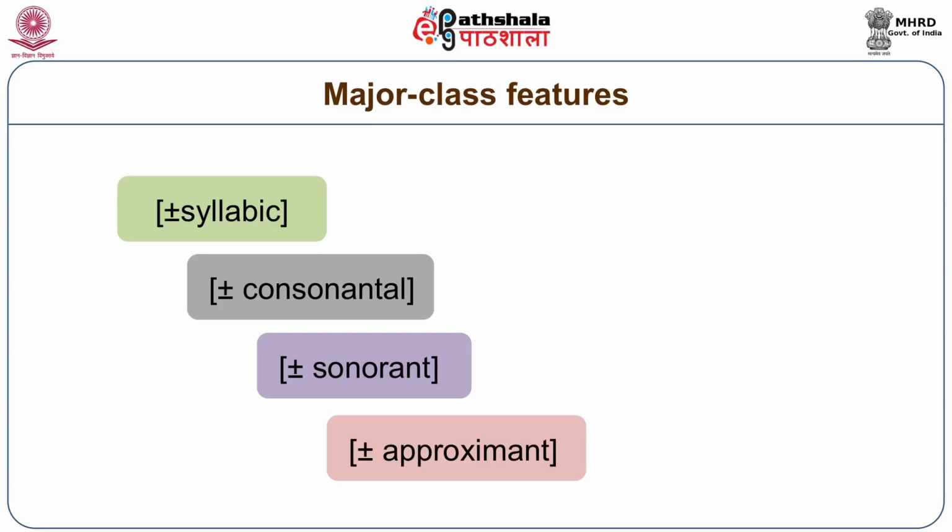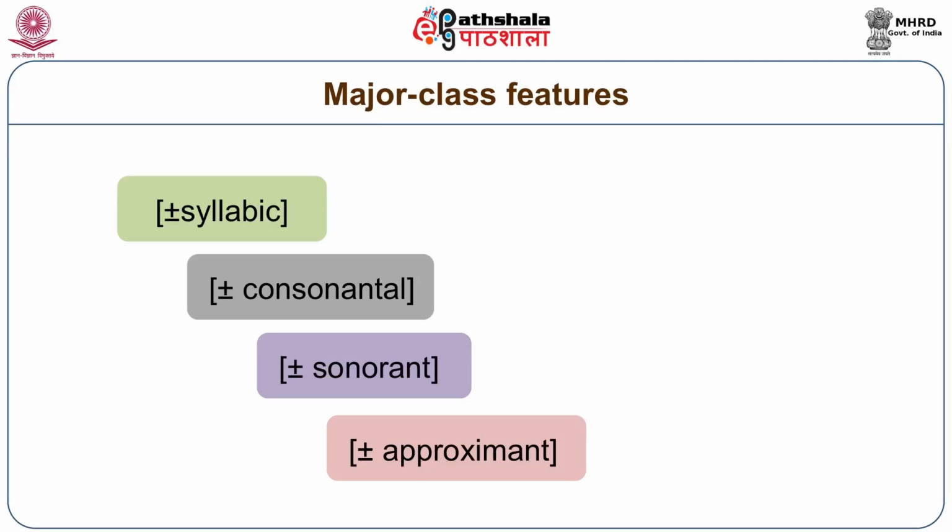Then we have the major class feature called minus plus sonorant. So we have sounds which are distinguished as obstruents such as plosives, fricatives and affricates, and sonorants such as all the other consonant types as well as vowels. So we have two different classes on the basis of whether they are sonorant or non-sonorant. Then we have the fourth feature called plus minus approximant. That is, sounds are approximants or sounds are not approximants.